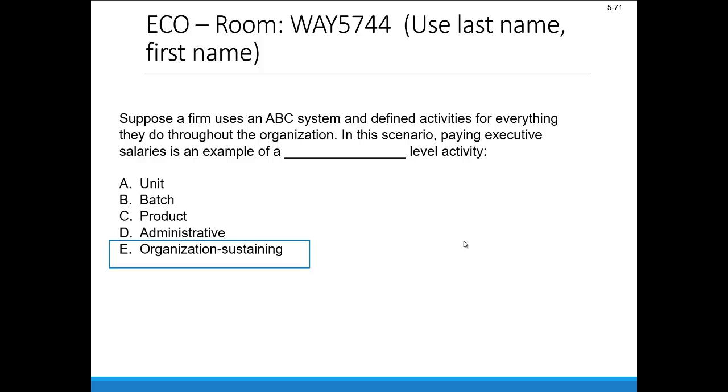So all those were those top of the house type costs, finance, legal, HR, IT, executive salaries, and then even just org sustaining at the facility level. So like property taxes, insurance, maintenance, things like that. All those things get lumped into those activity cost pools for org sustaining activities and do not get assigned to products or customers.